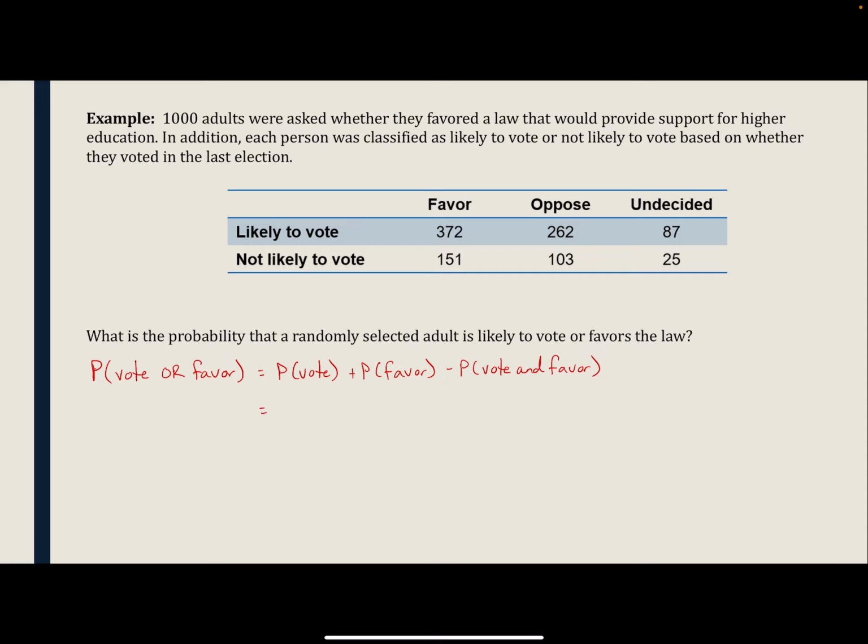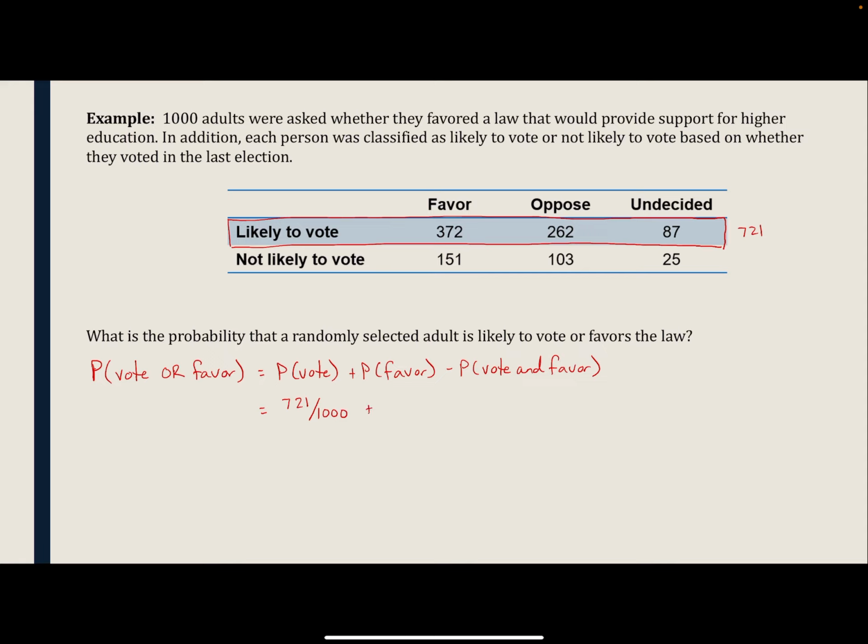So the probability that a randomly selected adult will be likely to vote. I'm looking at this entire likely to vote row. And if we find the total here, 372 plus 262 plus 87, will give us 721. And remember, we have a total of 1,000 adults. So the probability that a randomly selected adult will vote is 721 out of 1,000.